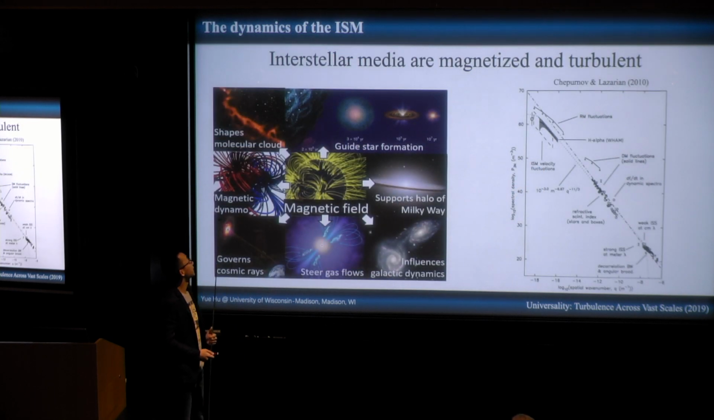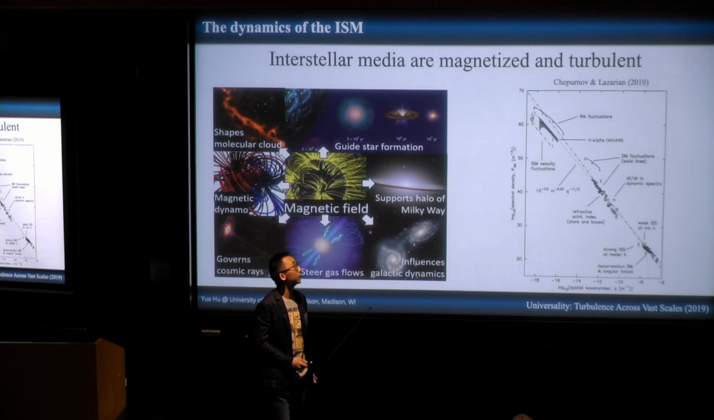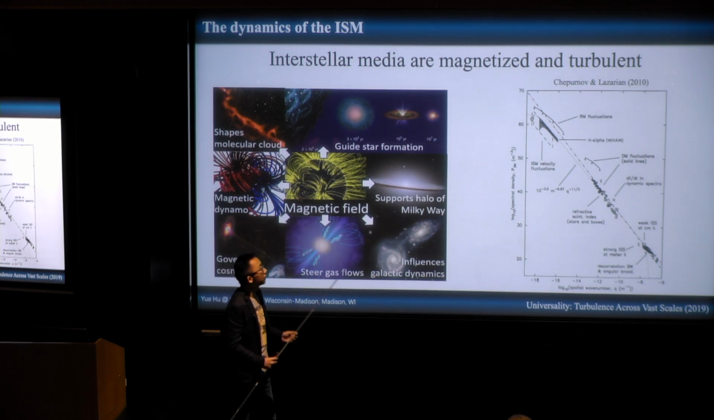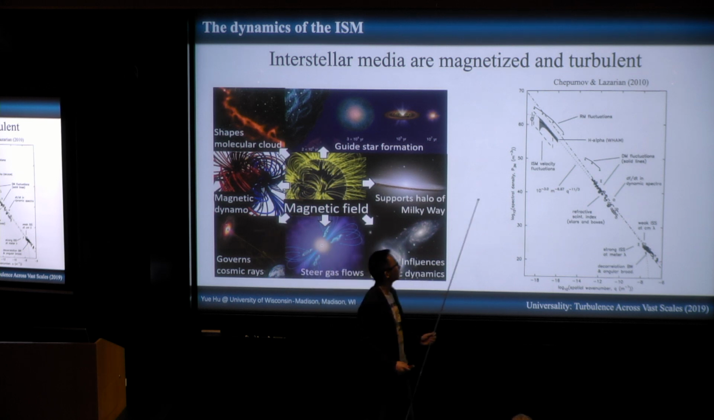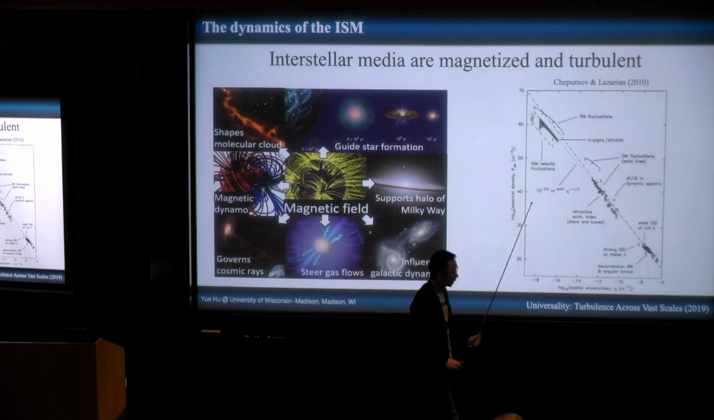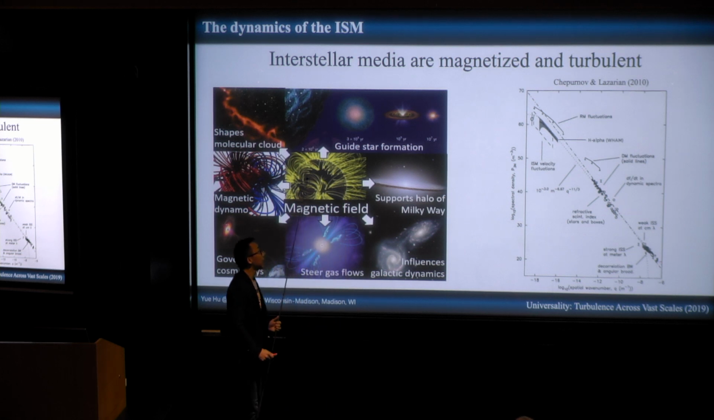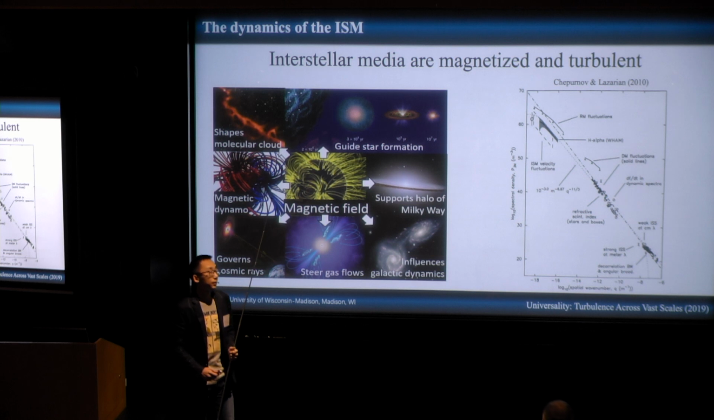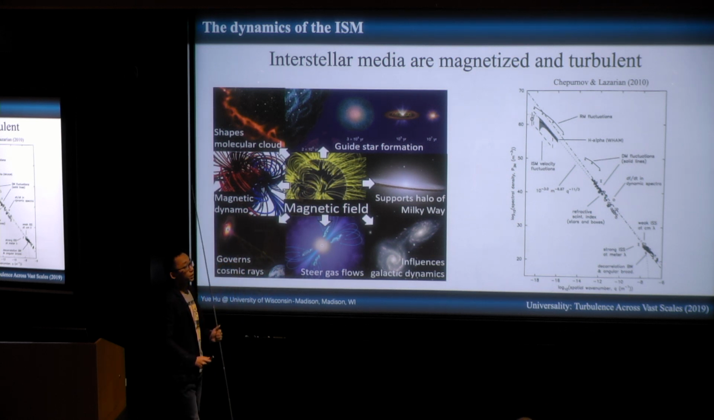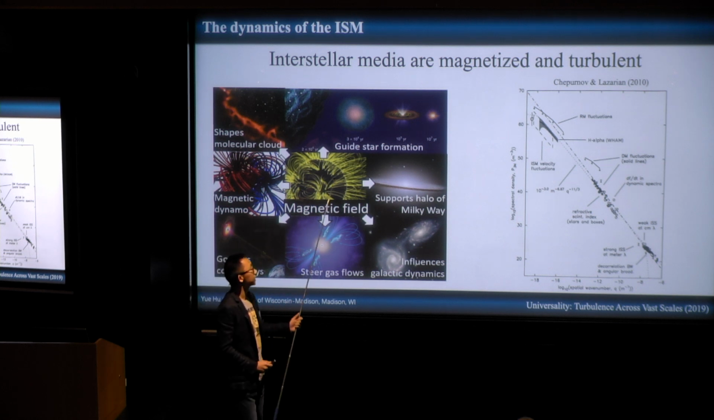Okay, let's begin the fun. We know that the interstellar media are turbulent and magnetized. In Chepurnov and Lazarian 2010, they showed from the electron density fluctuation that our universe, from the large scales to small scales, is in a turbulent picture. And the magnetic field is also important in astrophysical processes. For example, it controls the galactic dynamics, the evolution of molecular clouds, and the star formation.